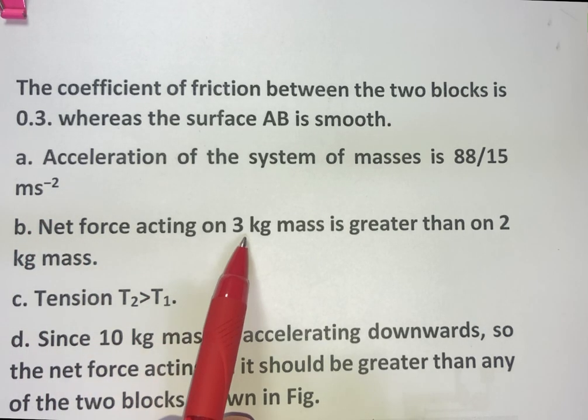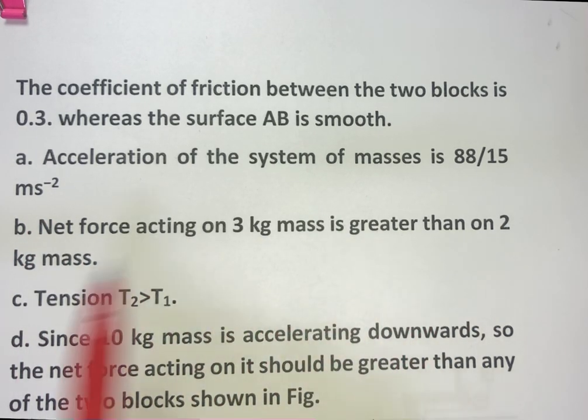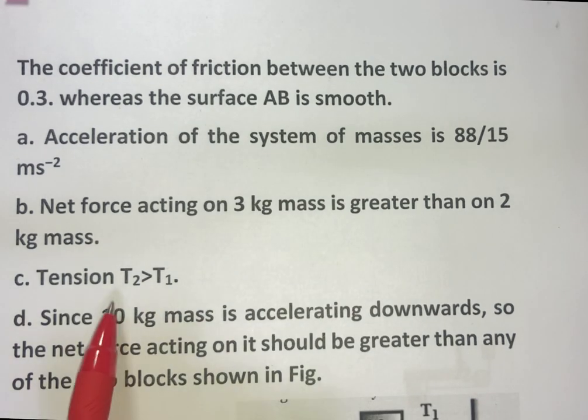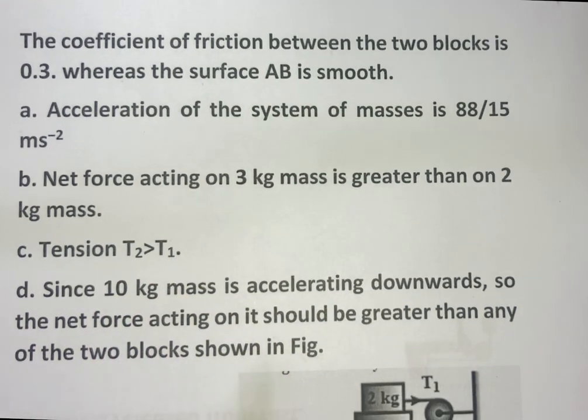Net force acting on 3 kg mass is greater than on the 2 kg mass. Tension T2 is greater than T1. And finally, since 10 kg mass is accelerating downwards, net force acting on it should be greater than any of the two blocks as shown in the figure.